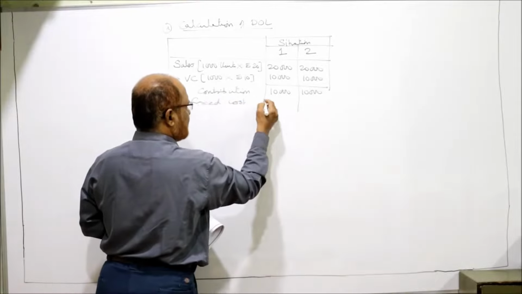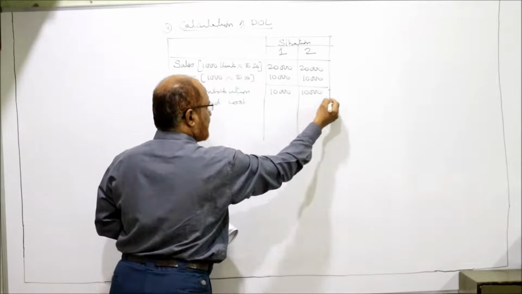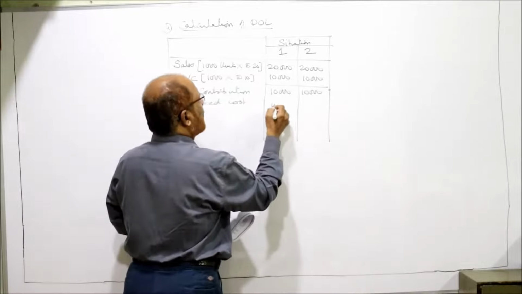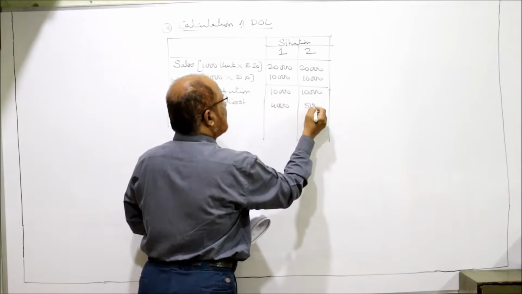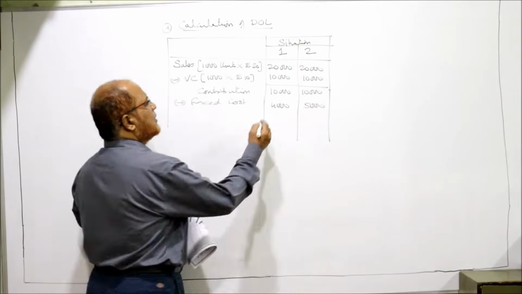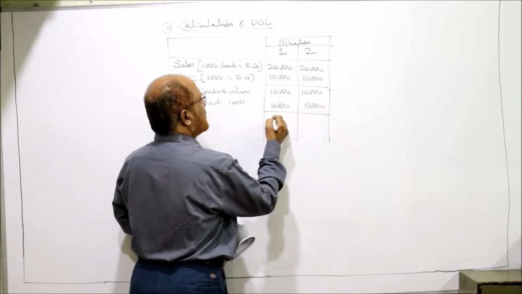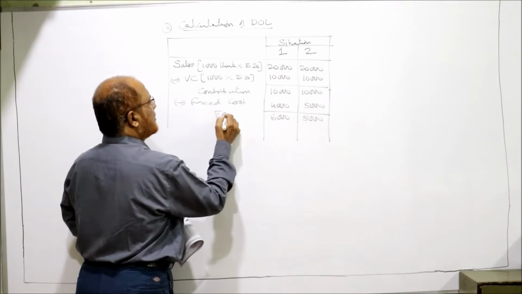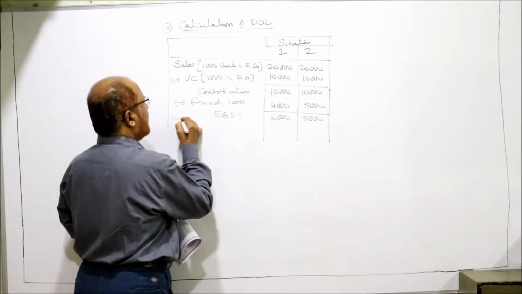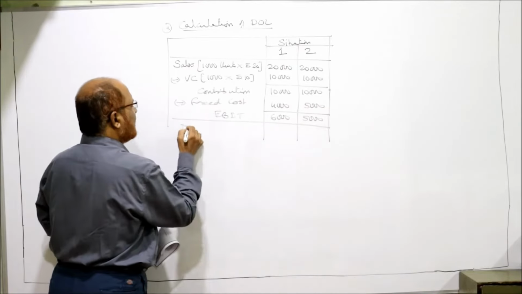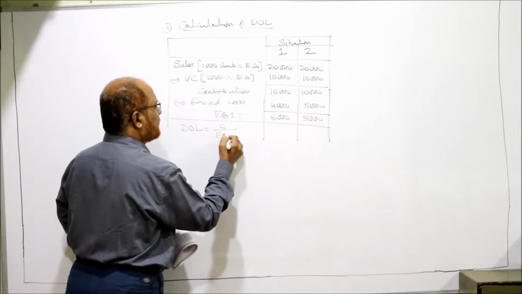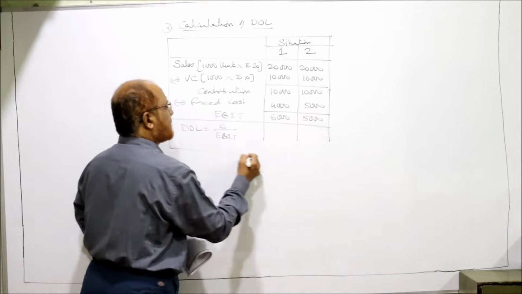Fixed cost. The fixed cost is given in the problem as 4,000 for the first situation, 5,000 for the second situation. Fixed costs are different, so 6,000, 5,000, this is the EBIT. Only one leverage we have to find out, DOL. The formula is C divided by EBIT.